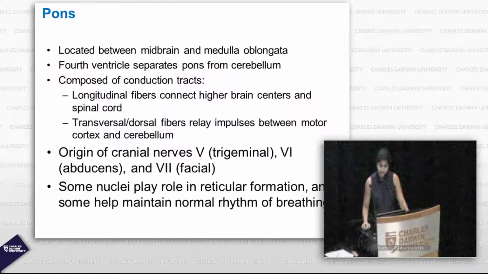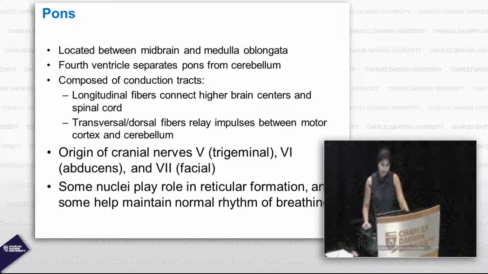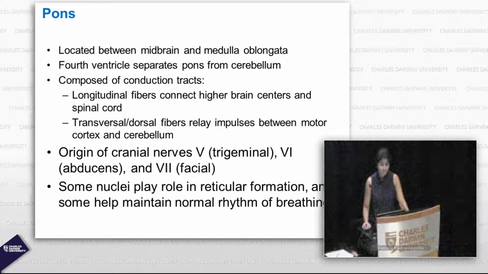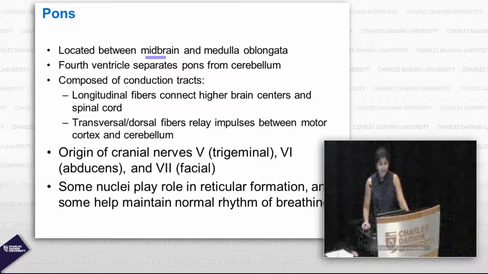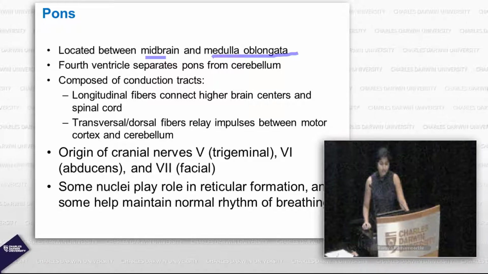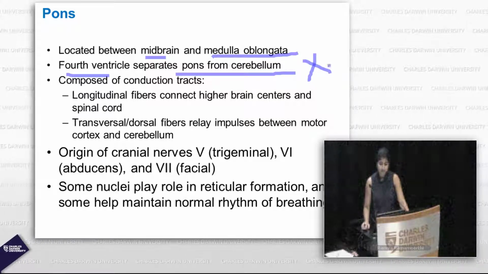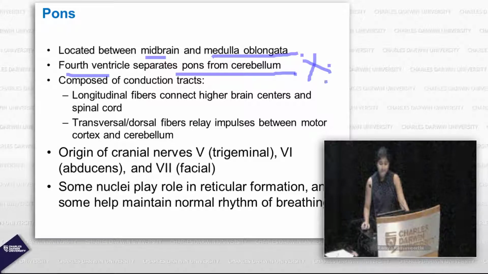So we'll move on to pons. Pons basically is located between the midbrain and the medulla oblongata. The fourth ventricle separates pons from cerebellum. So there's no shortcut. You've got to remember this. What will actually help is looking at the actual slides and visualizing them.